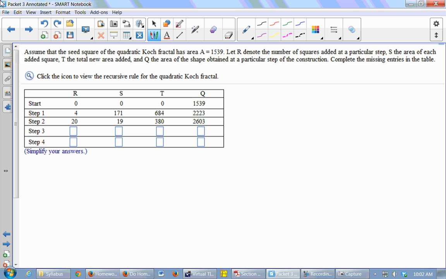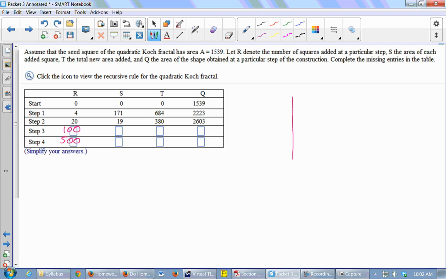The number of squares you add on is the same as the number of sides because you add a square to every side. So this is a factor of 5. We already learned that. So this is 100, 500. And then S is the area of each added square.